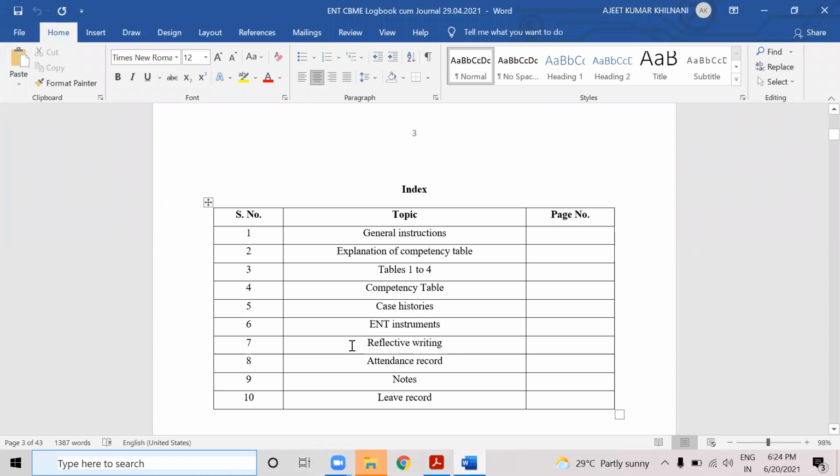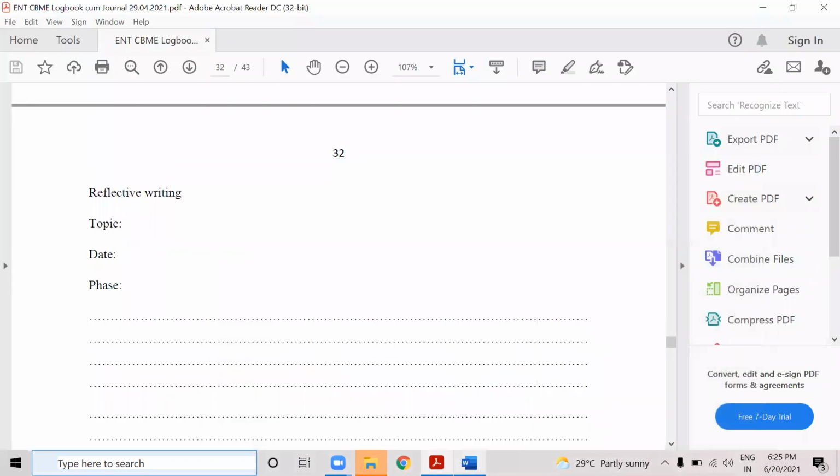Then next heading, it is the reflective writing. Now it will not be possible for 150 students to write reflection of all activities that they have learned, but for some specific competencies we can ask the student to write their reflections, because reflection is a very good method of teaching, as well as it is a very good method of understanding. And the student inculcates the habit of self-directed learning and experiential learning by writing reflections. So I have kept 5 topics or 5 pages for reflective writing.